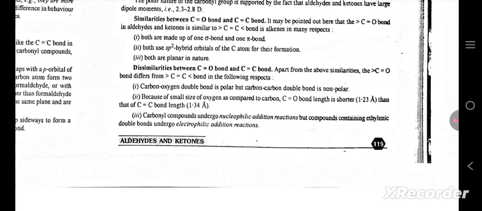Carbon-oxygen double bond is polar, but carbon-carbon double bond is non-polar. Because of the smaller size of oxygen as compared to carbon, C double bond O is shorter than the C double bond C bond length. Carbonyl compounds undergo nucleophilic addition reactions, but compounds containing an ethylenic double bond undergo electrophilic addition reactions.